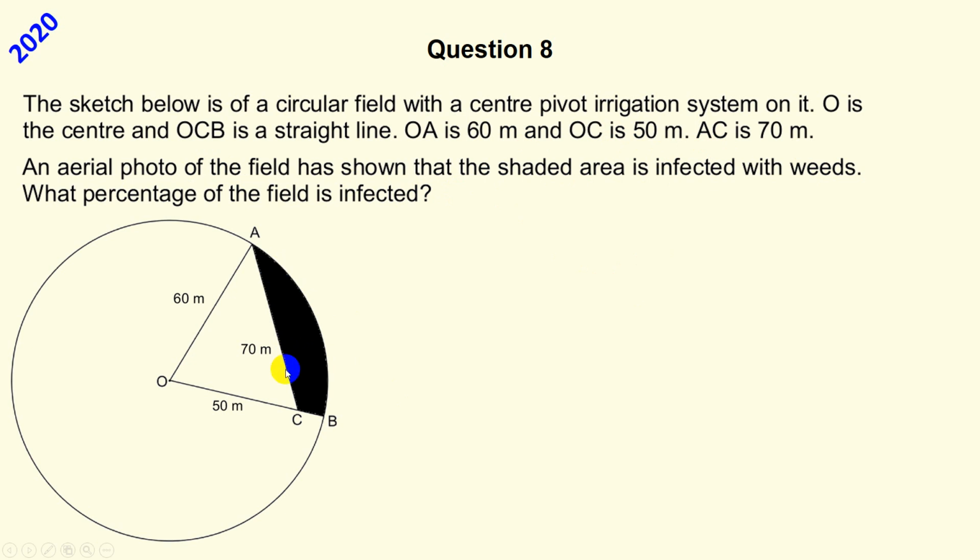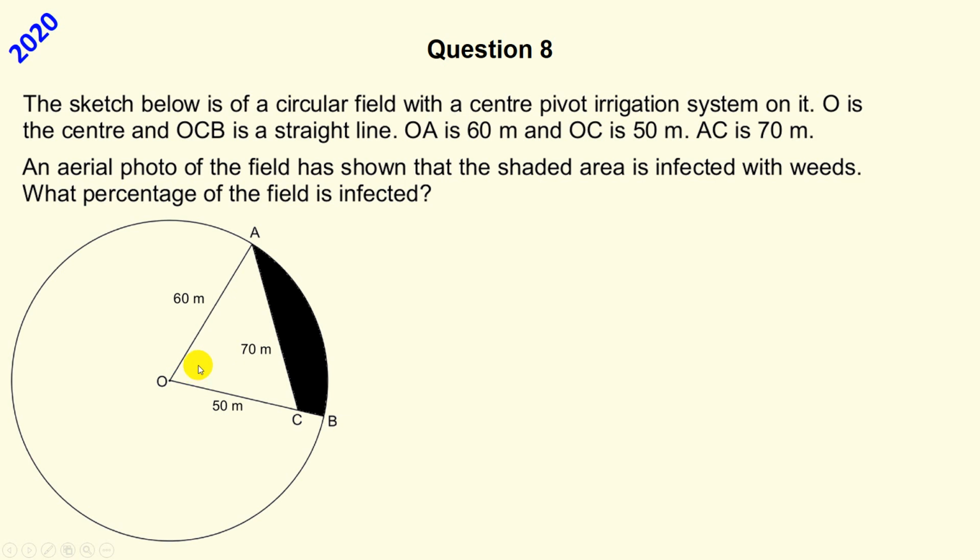Well, that means we have to find the area of the shaded section and divide by the area of the circle and multiply by 100 to find the percentage. So let's find the area of the shaded section. Now we have no formula for that, but we do have the formula for the area of a sector, and it's half r squared theta, with theta in radians. It's in your information booklet, the area of a sector, like a slice of cake. My problem is I don't have theta, so I'm going to have to find theta first.